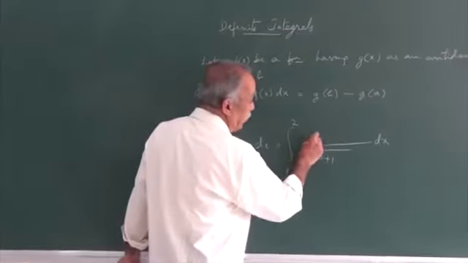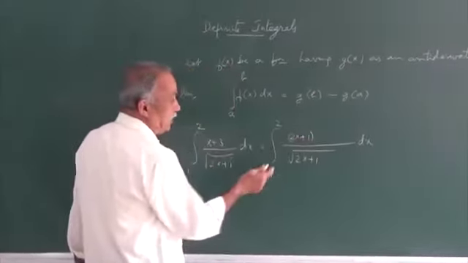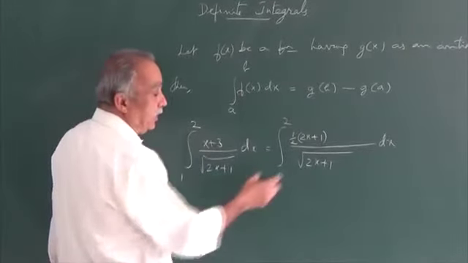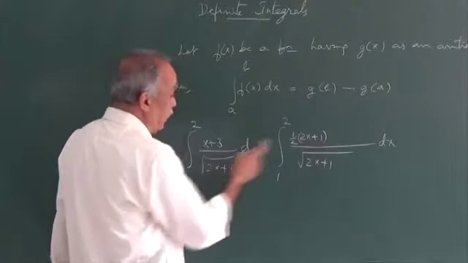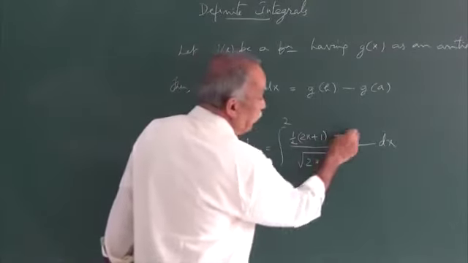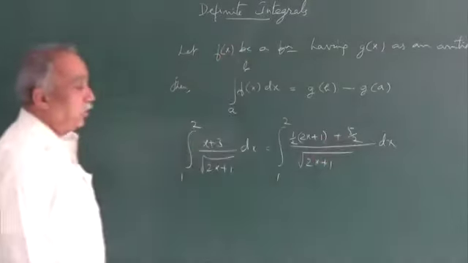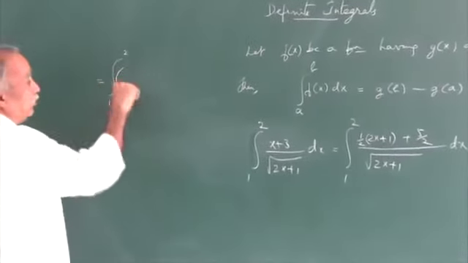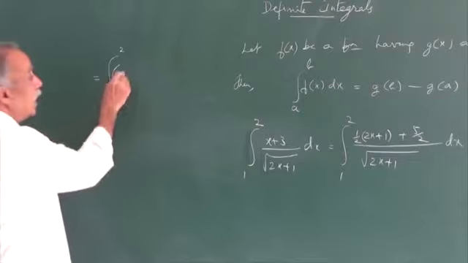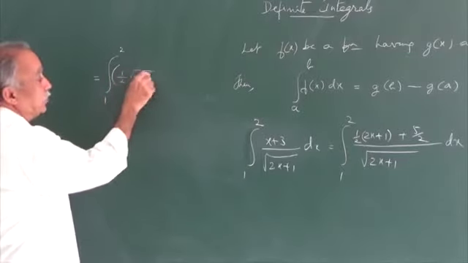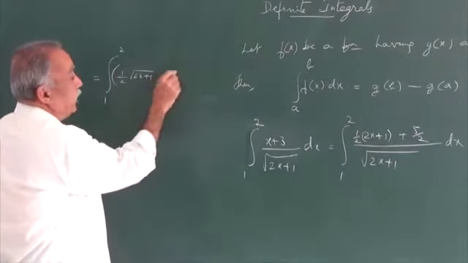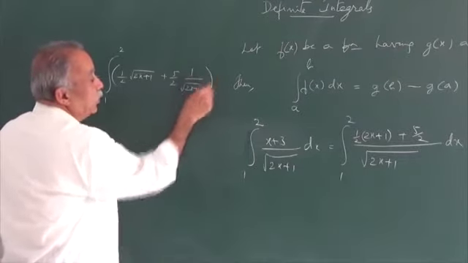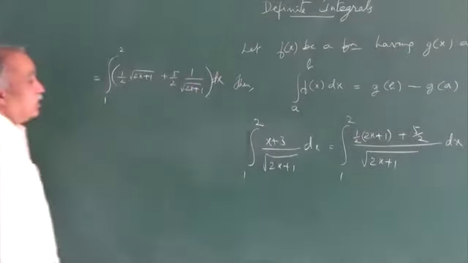Let me write it as 2x plus 1, adjustments needed. To adjust the x coefficient, I will multiply it by half. Now the constant term becomes half, which covers only a portion of this; the portion remaining uncovered is 5 by 2. I will be able to write the integral as the integral from 1 to 2 of half of root 2x plus 1 plus 5 by 2 into 1 by root 2x plus 1, to be integrated with respect to x between the limits 1 and 2.